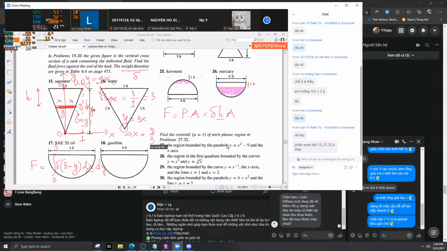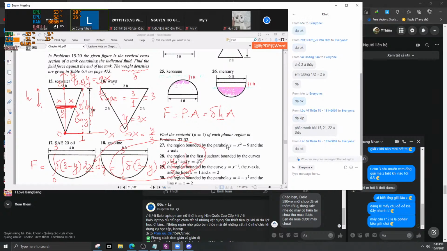Plugging x equal y over 3 into this formula, we get the integral from 0 to 3 of delta times (3 minus y) times 2 times y over 3 dy. Computing this integral, we get the fluid force acting on one end of the tank.